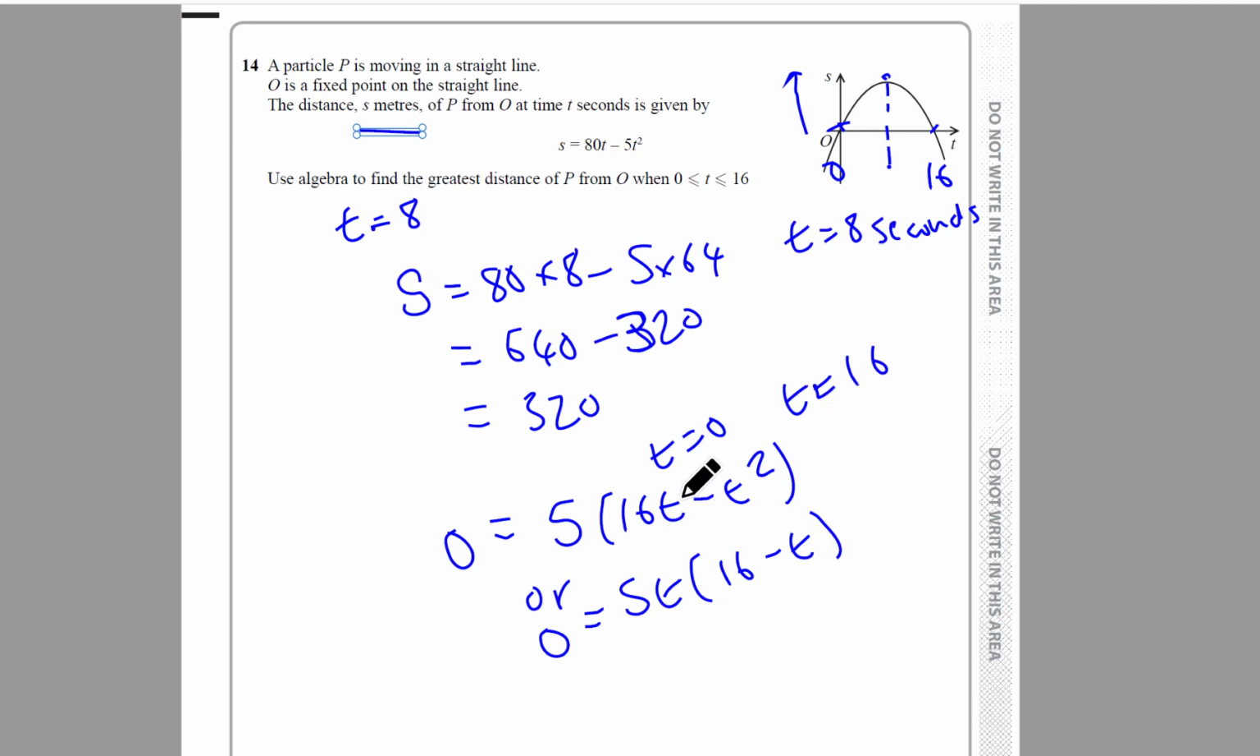So we can see the distance 0 is going to be this point here and this point here. And the answer to that is going to be when this bracket is 0. So the answer is going to be t equals 0 and t equals 16. So you know these points are 0 and 16, which will in turn allow you to know it's at its highest point at t equals 8 seconds. And then substitute.